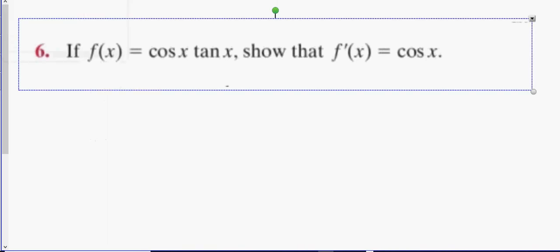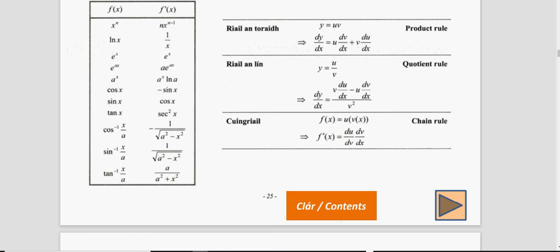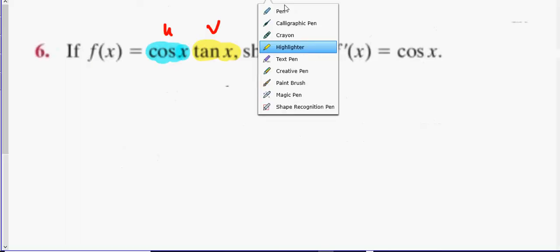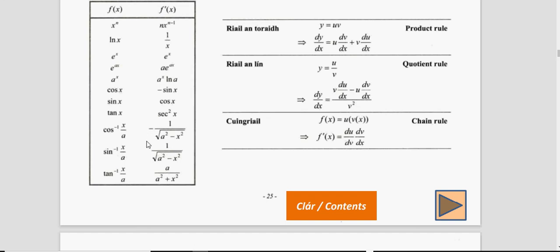So what we see here is a product rule. The reason I know it's a product rule is because there seem to be two distinctly different parts in it. I go to my tables, I look for the product rule. Okay, then I go u is cos x. Now when I differentiate cos x, once again I go to my tables and check it. Cos x turns into minus sin x.